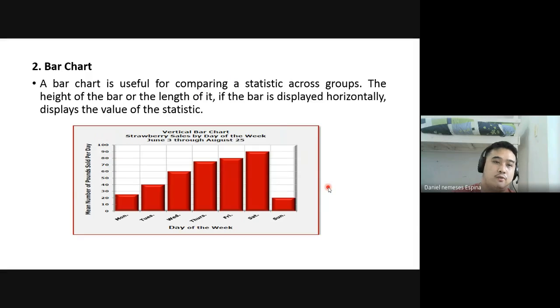Okay, so another visual tool is the use of the bar chart. So a bar chart is useful for comparing statistics across groups. So the height of the bar, or the length of it if the bar chart is displayed horizontally, displays the value of the statistic. So ang bar chart can either be a horizontal bar chart or a vertical bar chart. So this is an example of a vertical bar chart. So usually ang ginakuha niya is the mean or the average strawberry sales per day.